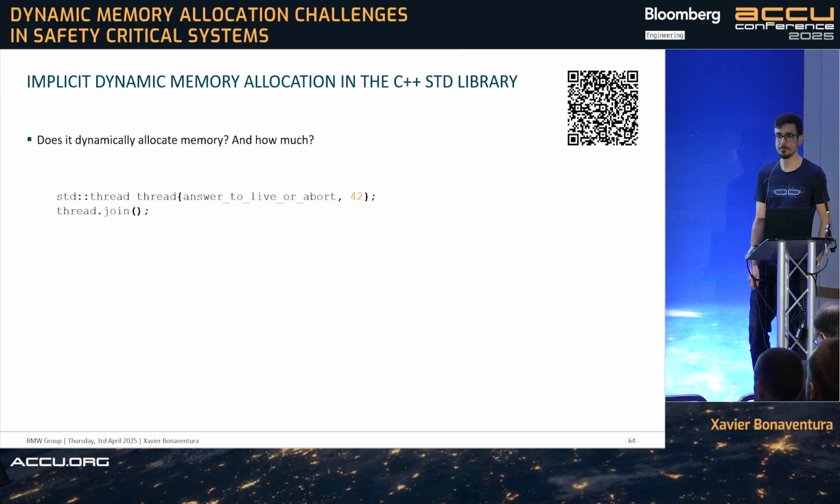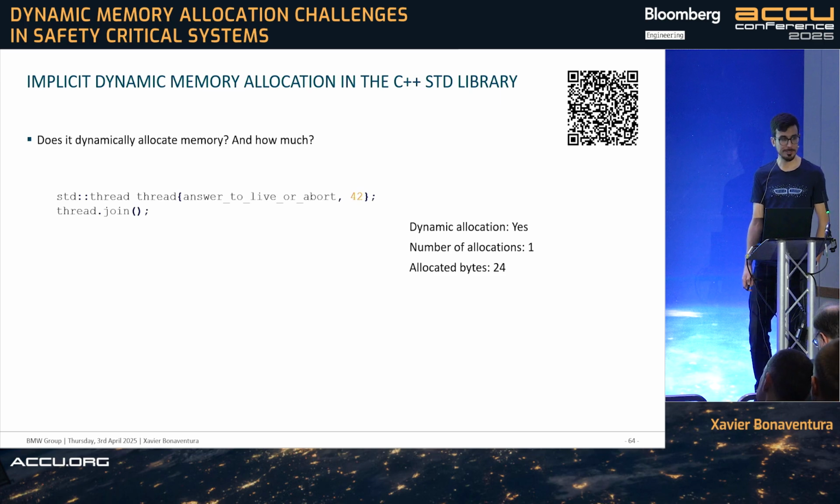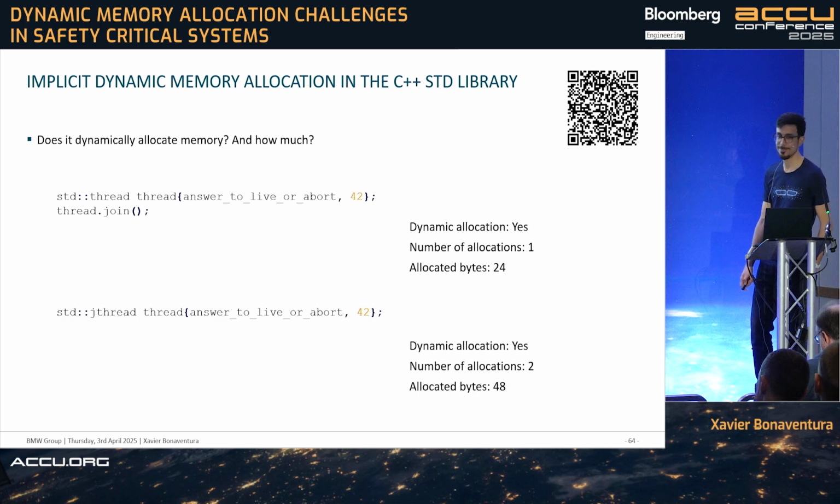Now we want to create a thread. Does it allocate? Do we care? Probably you have more issues if you are creating a thread. Yes, it allocates 24 bytes. But we learned that std::threads are not so nice, right? I mean, we should use jthread. Does it allocate? Yes. How much? The same? More? 48. Why? Yeah, stop source, exactly.